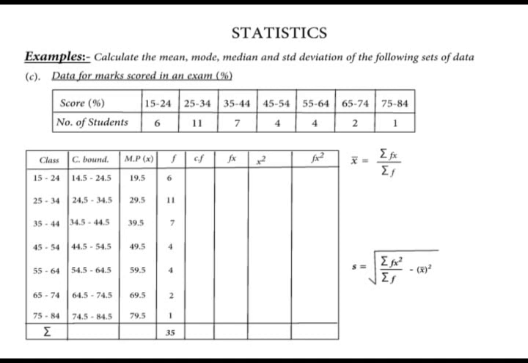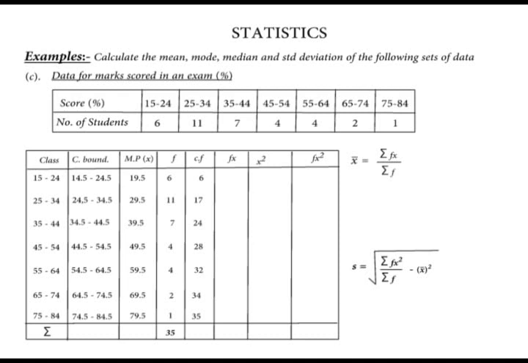Cumulative frequencies. The first one is 6. 6 plus 11 is 17. 17 plus 7 is 24. 24 plus 4 is 28. 28 plus 4 is 32. 32 plus 2 is 34. And 34 plus 1 is 35. That matches with the total frequency, which means we are right.